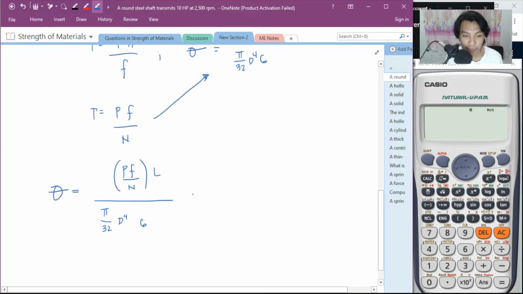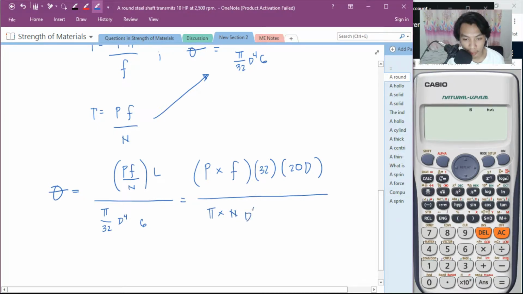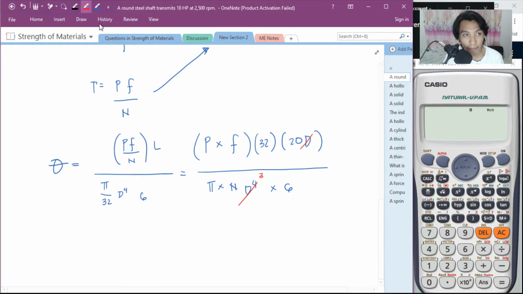diameter? O ganun yun. So, P, simplify na natin, times the factor. Okay? Tapos, akyat ko na yung 32, multiplied to 32. Tapos, yung length, that is 20 ng D, over pi times N, D to the fourth, times G. O ngayon, may ka-cancel tayo. Yes, yung D. Cancel natin yung isa. Cancel natin to. Okay? Simplify natin.